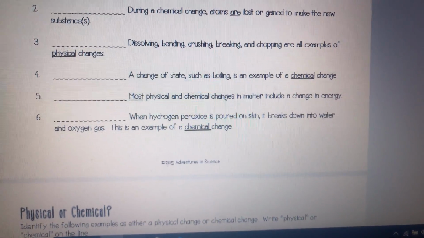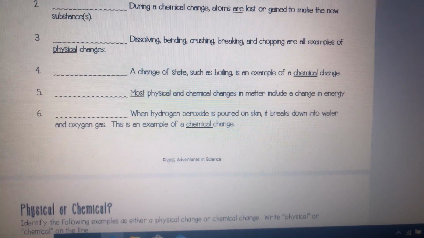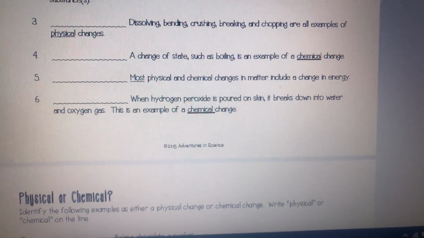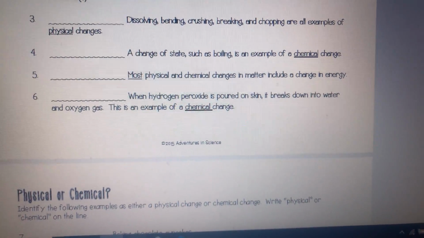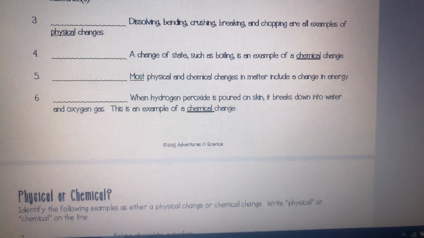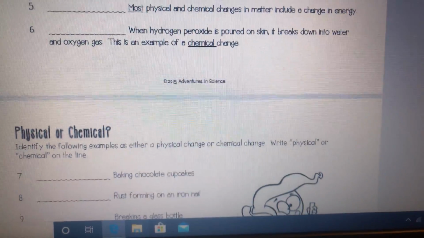Number 5, most physical and chemical changes in matter include a change in energy. Yes, it does. Okay, number 6. When hydrogen peroxide is poured on skin, it breaks down into water and oxygen. This is an example of a chemical change. True. Okay, so let's take a look at more.